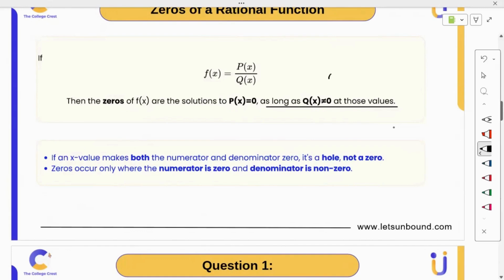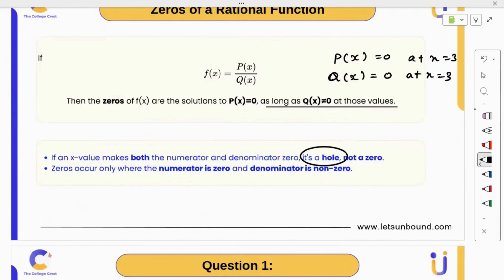So what does it mean? If q of x becomes 0 at x equals 3, and at the same time p of x also becomes 0 at x equals 3, you can't say this is a zero. Now, if an x value makes both numerator and denominator 0, it's not a zero, but it is called a hole. We will learn this in the next video, next topic. Zeros occur only when the numerator is 0 and the denominator is not 0. I'm repeating the same thing because it is important.